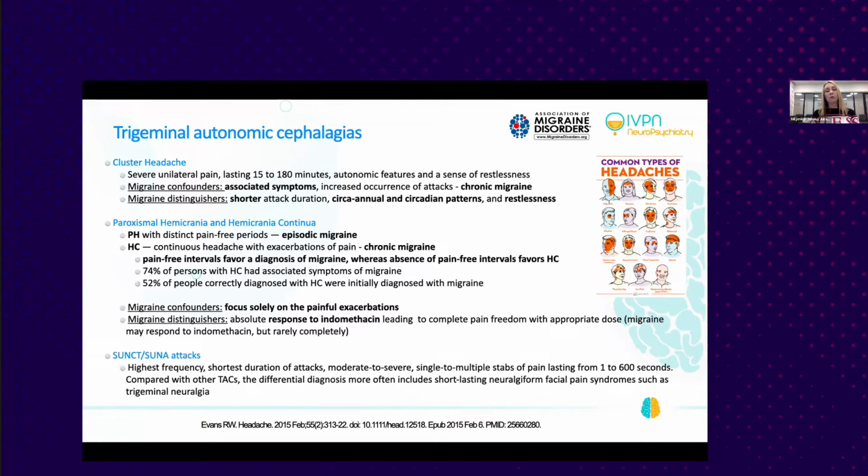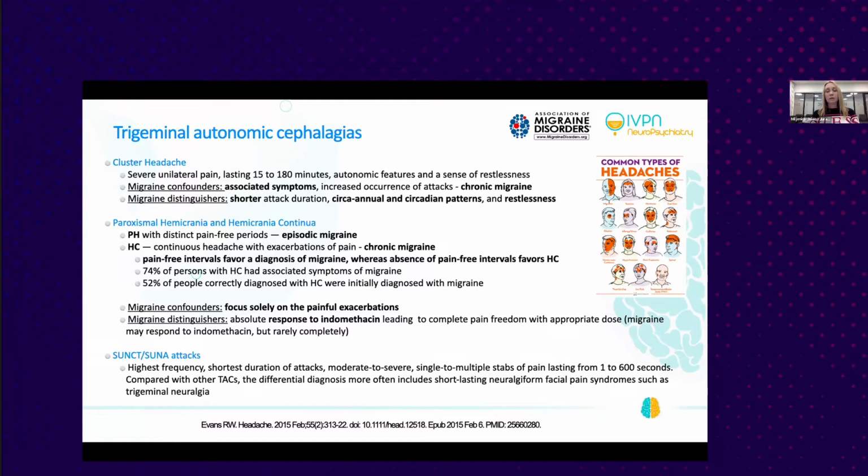Then we have paroxysmal hemicrania or hemicrania continua that can mimic either episodic or chronic migraine. So what you should do is to think of pain-free intervals. And if they exist, then you should be in favor of a migraine. And also what you should do is test those headaches for indomethacin, because the response to them, if they're paroxysmal hemicrania and hemicrania continua, is practically 100%. Migraines do respond to indomethacin, but not as completely as those two do.